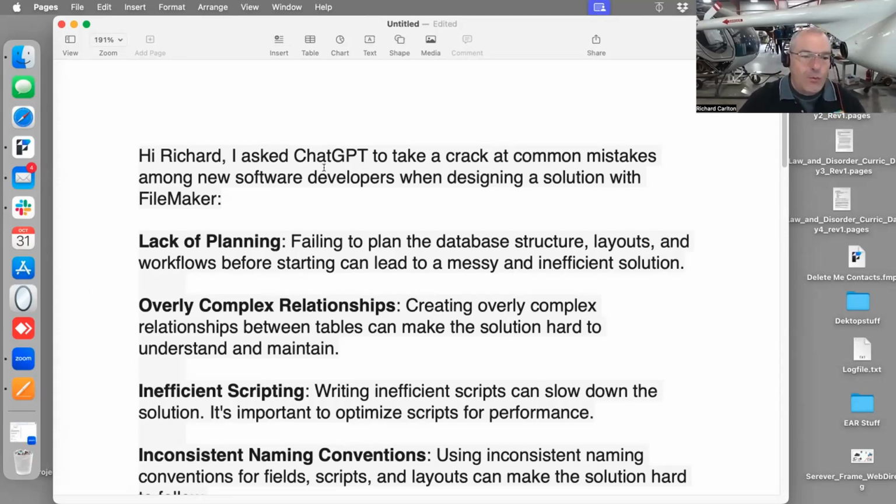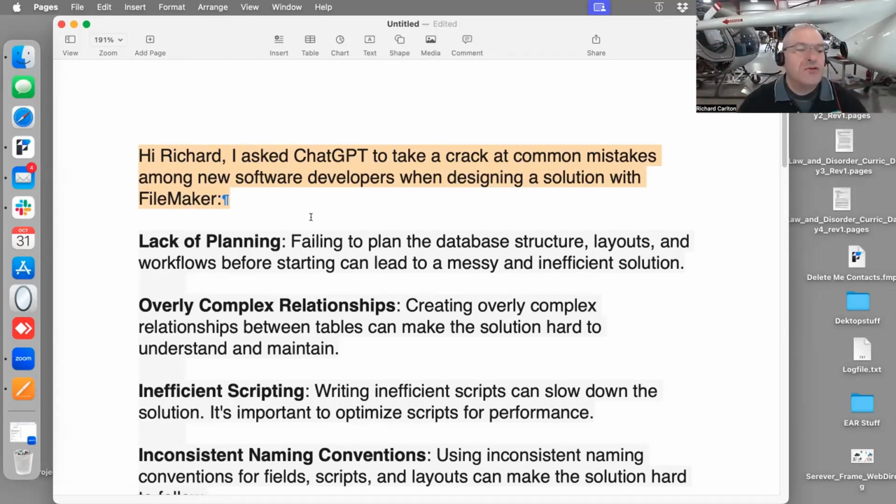So what Foxy Jack wrote was, what mistakes do FileMaker developers make when they're building FileMaker solutions? What ChatGPT heard was, what programming errors or what things do people do when they're programming in general? That's the answer you got. That's not what I asked. That's what you got. So understand that, once again, this is a high level idea.